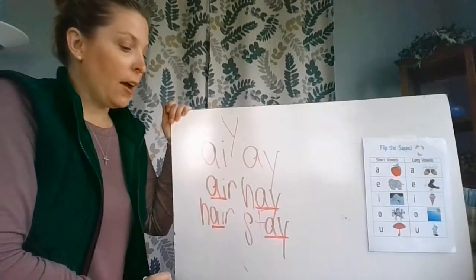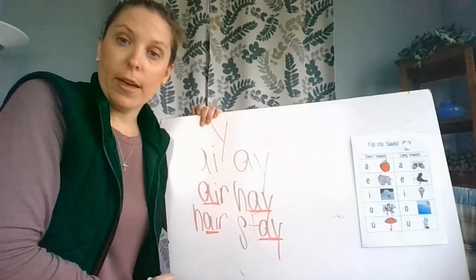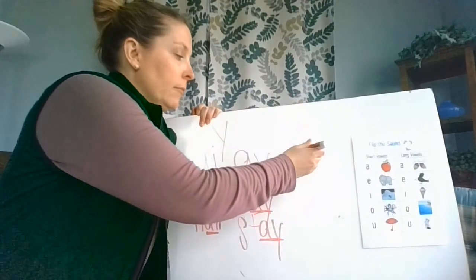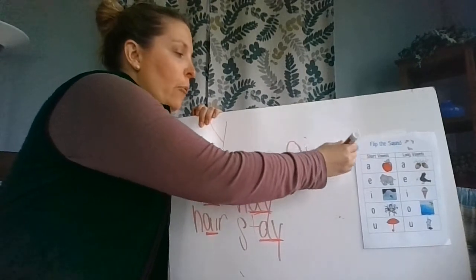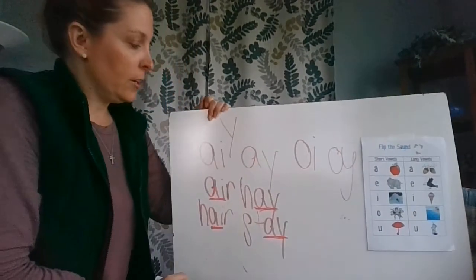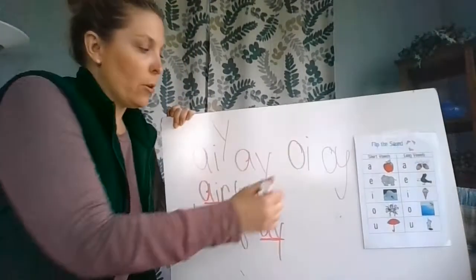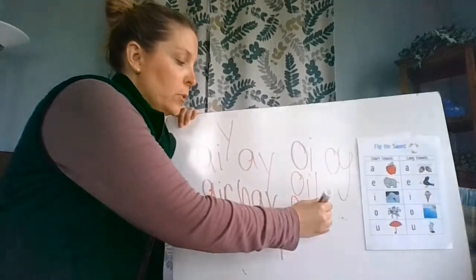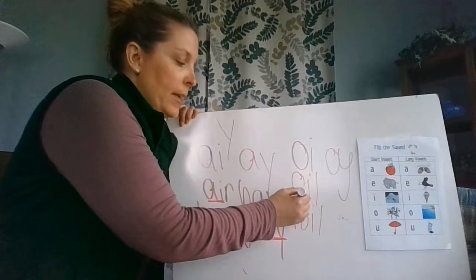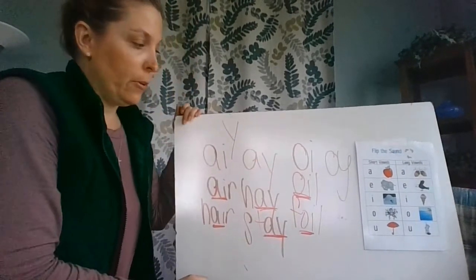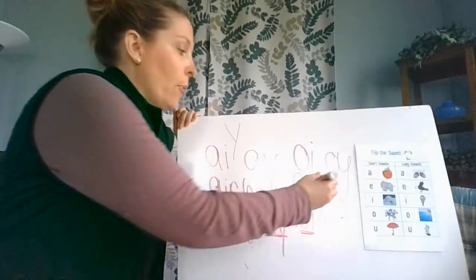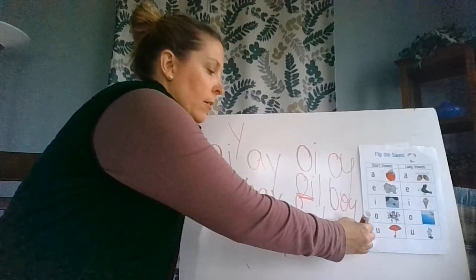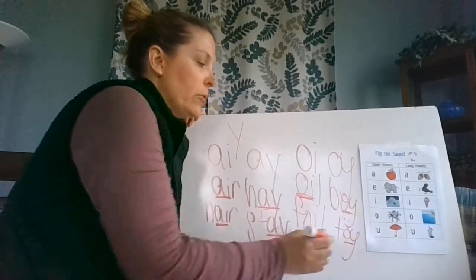Awesome job. All right, how about the 2 ways to make oi? Oi. Okay, O-I and O-Y, and this has similar rules to A-I and A-Y, because O-I, like oil and foil or spoil, they come at the beginning or middle of a word or syllable. O-Y, like boy or toy, come at the end of a word or syllable.